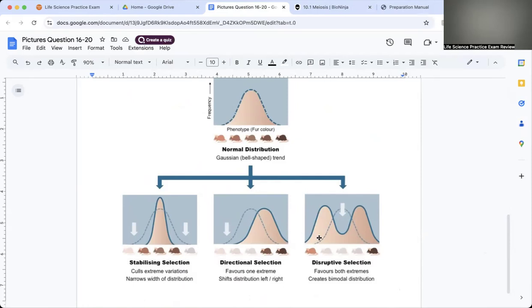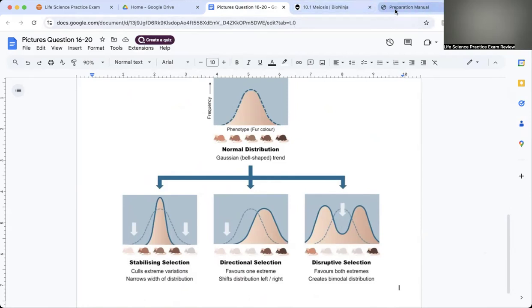And then the last one we have is disruptive selection, which is what our question is asking about, which is where both extremes are favored and not very much in the middle is favored. So in the case of our rats, the light rats are high, the dark rats are high, but there's not a whole lot in the middle.